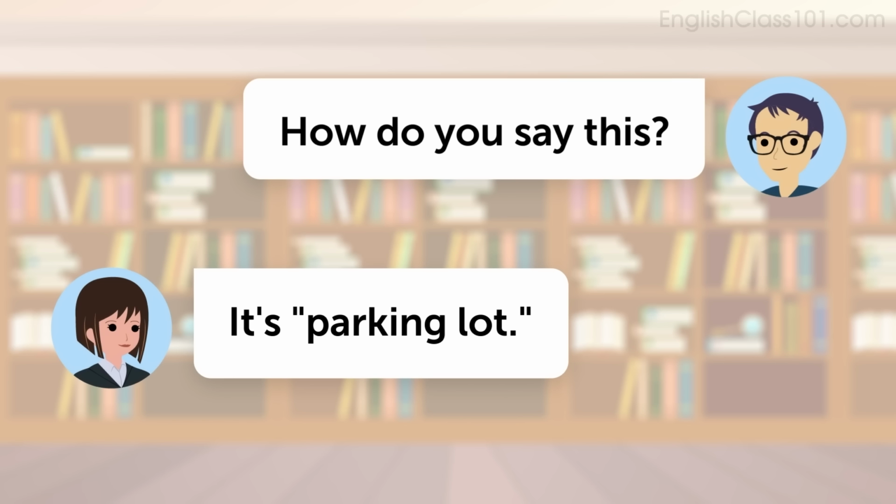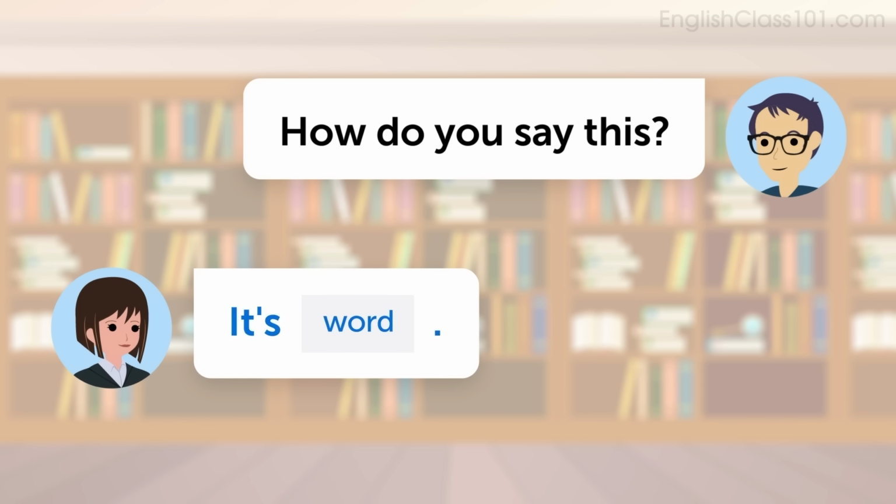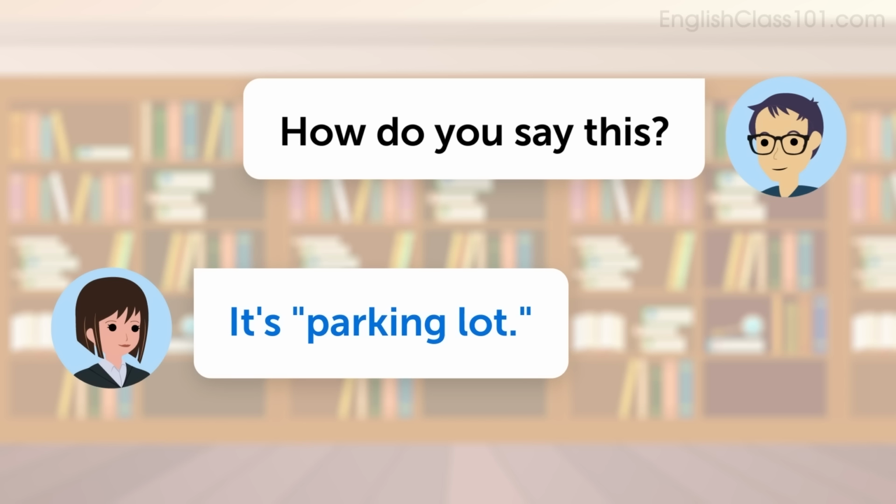First of all, you'll need to learn how to say, "How do you say this?" That's, "How do you say this?" Listen to it again. "How do you say this?" Now, how do you answer this question? The pattern is "It's" plus the word. For example, "It's parking lot."